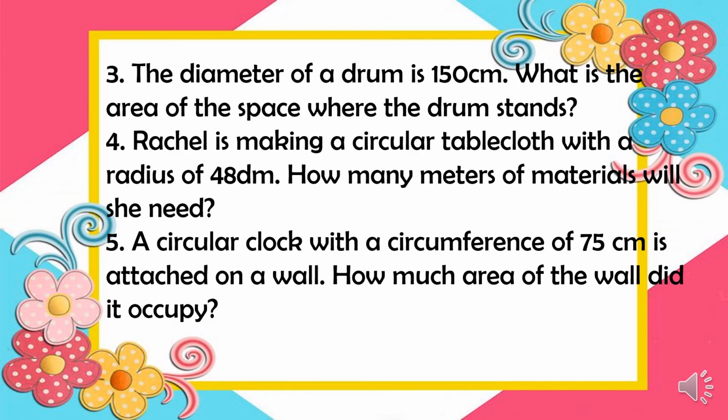So for number 3 problem, the diameter of a drum is 150 centimeter. What is the area of the space where the drum stands? Number 4, Rachel is making a circular tablecloth with a radius of 48 decimeter. How many meters of material will she need? Number 5, a circular clock with a circumference of 75 centimeter is attached on a wall. How much area of the wall did it occupy? Okay, so this time for number 3, 4, and 5, it's your turn to answer these 3 problems.